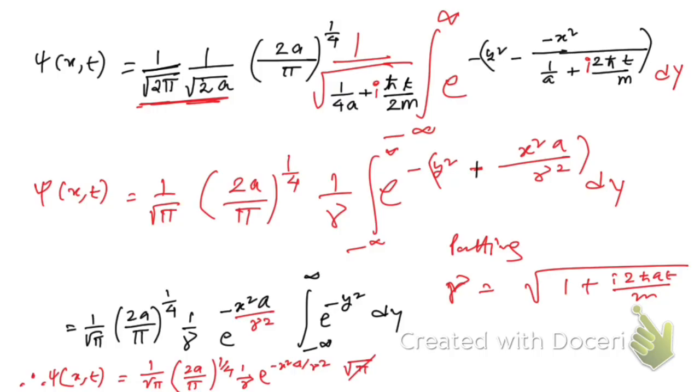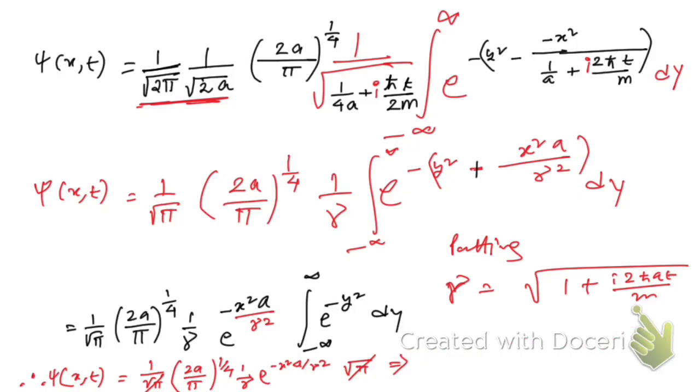So here root pi cancels, so therefore psi of x comma t is equal to 2a by pi whole to the power 1 by 4, 1 by gamma, e to the power minus x square a by gamma square. That's what we're gonna have, right? So hope you have understood this. Now let me copy this result and let me go to another slide.